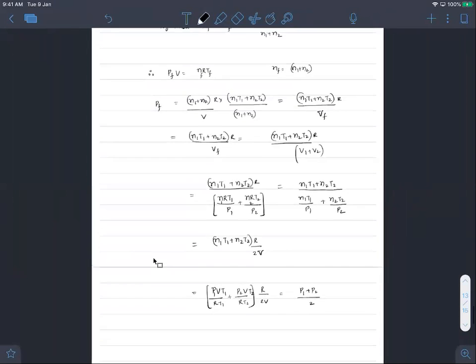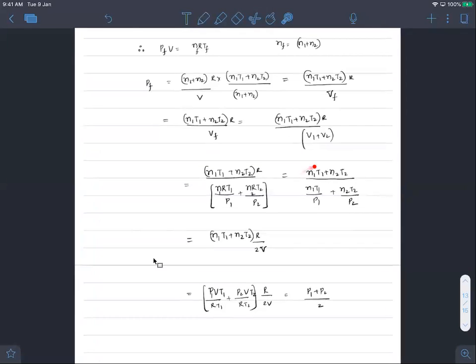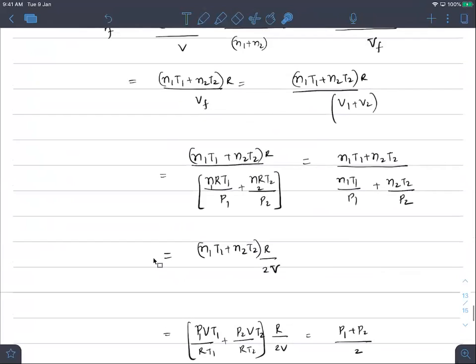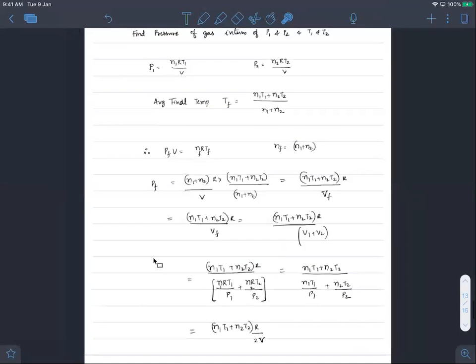So depending upon however the data is given, either you have to express that in terms of number of moles and temperature if the volumes are different. If the volumes are the same, it will simply come as the average of these pressures. Got it? Hey guys, you understood that?